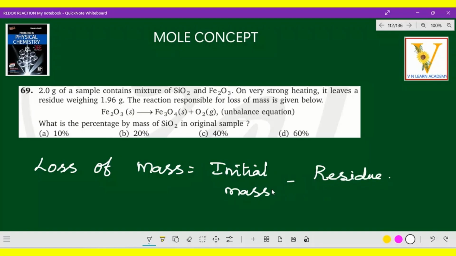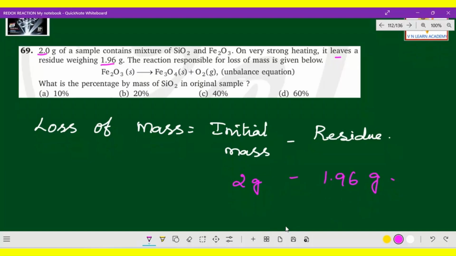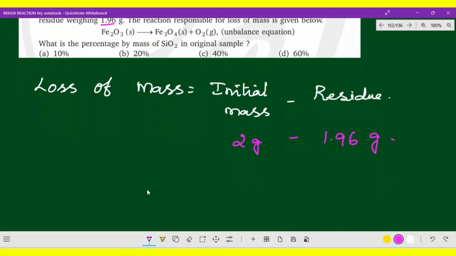Right. Okay, now here this is actually what it is. They mentioned it is 2 gram. In that, how much is it? 1.96 gram. It leaves residue weighing 1.96 gram. Now here, 2 gram minus 1.96 gram. So that means the mass of oxygen evolved is 0.04 gram, right?